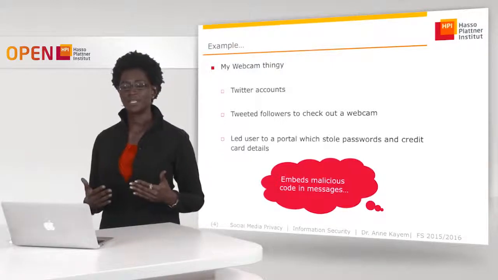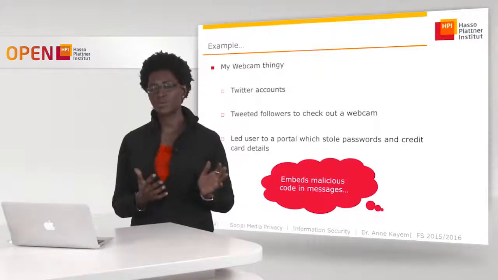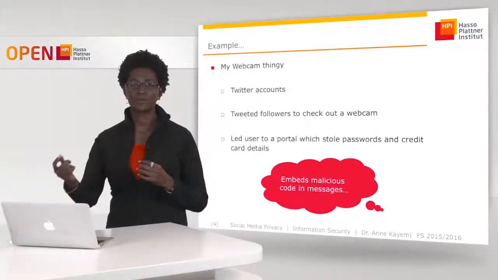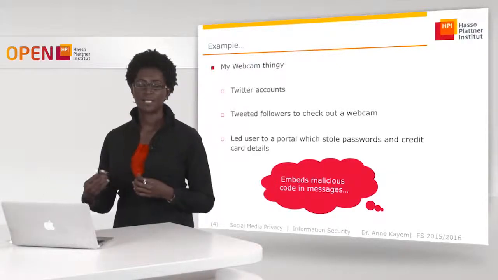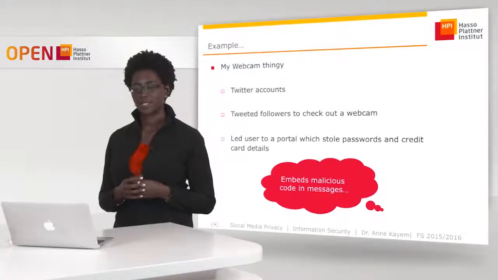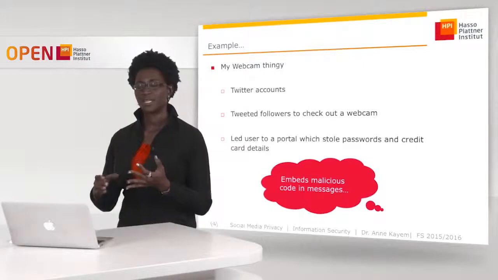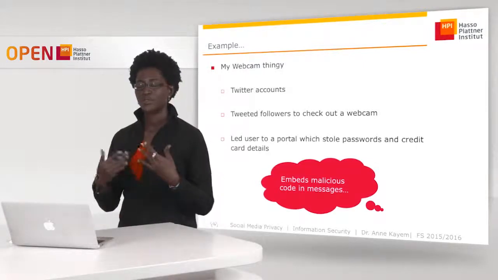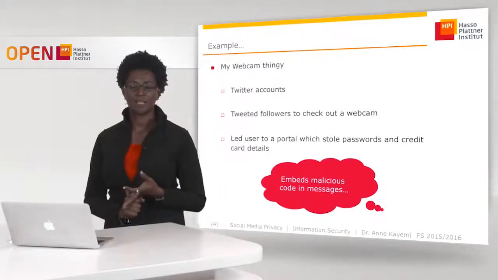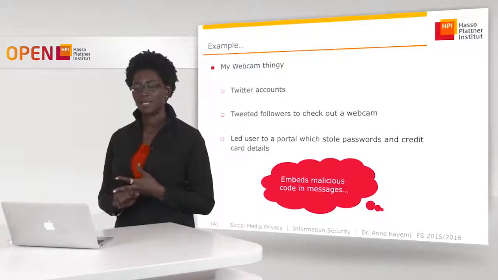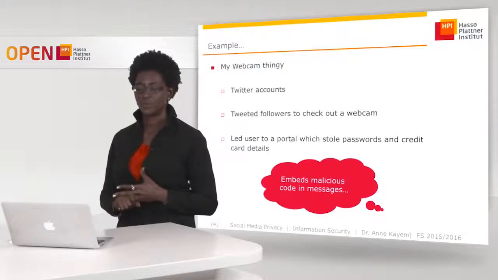So what I'm pointing at is that you have Twitter, which is a social media account. By tweeting and following this webcam, it leads the users to some portal that leads to their passwords and credit card details being stolen. And if your password is stolen, for example, then it allows the adversary to access your social media platform. If your credit card details are stolen, then they can buy lots of stuff for themselves online without your permission and leave you with the bills.